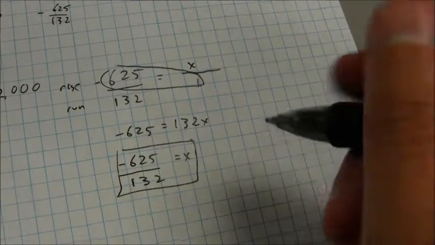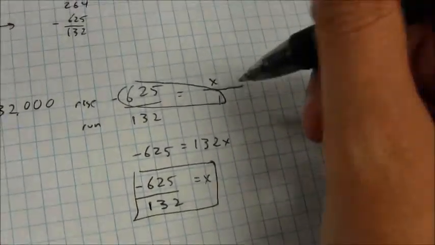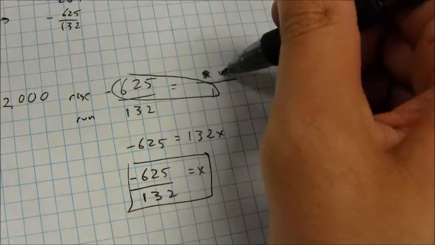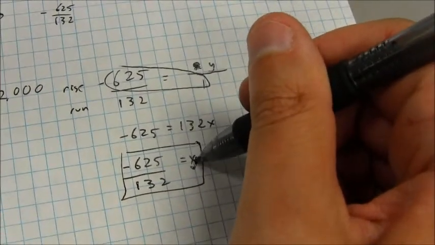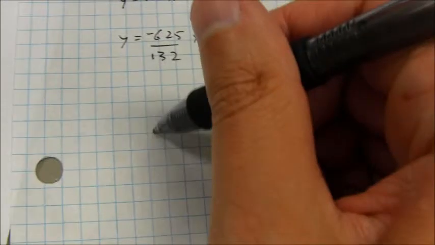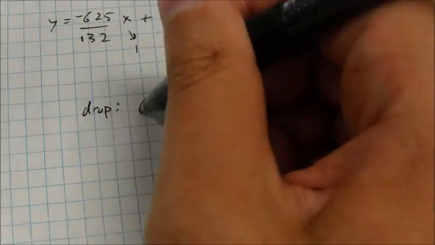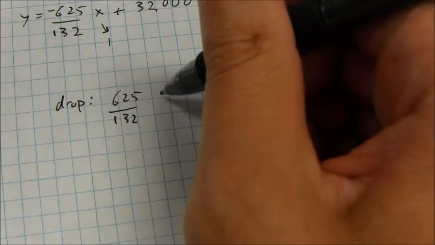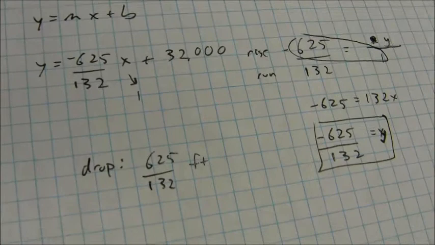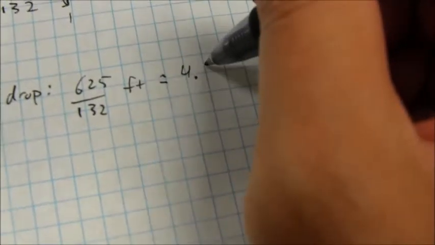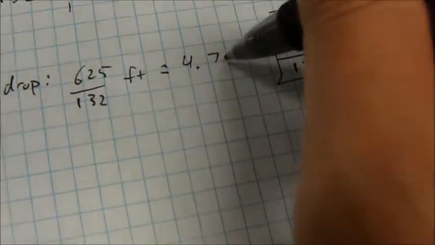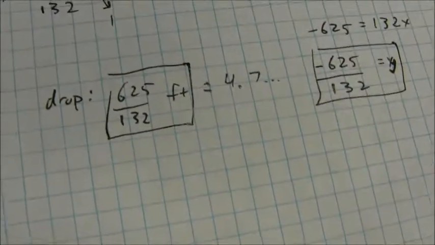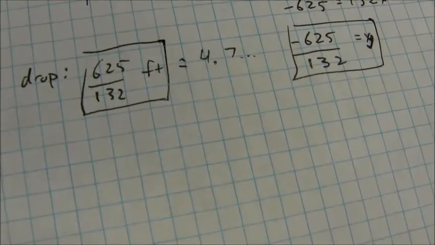Actually, that's a little misleading. I used an x. That's a rise value. Might actually want to call that a y. Might want to call that a y down here. But basically, it's going to drop 625 over 132 feet. So again, I could divide that out. That's approximately 4.7 feet in that time, but that's a rounded value, so I would prefer to have it left in this form right here, even though it doesn't give you quite as easy of a visualization.